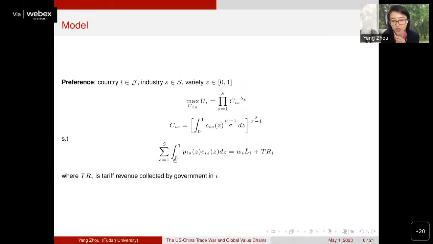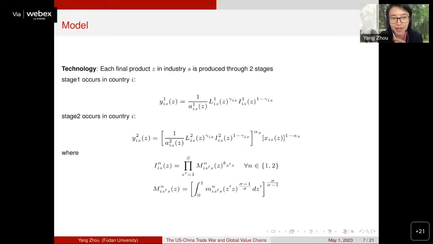And the domestic consumer budget constraint is the following. The consumer income is from two sources. One is the wage income, and the other is the tariff revenue income collected by the government. So again, the government collects tariff revenue and rebates it back to the domestic consumer.